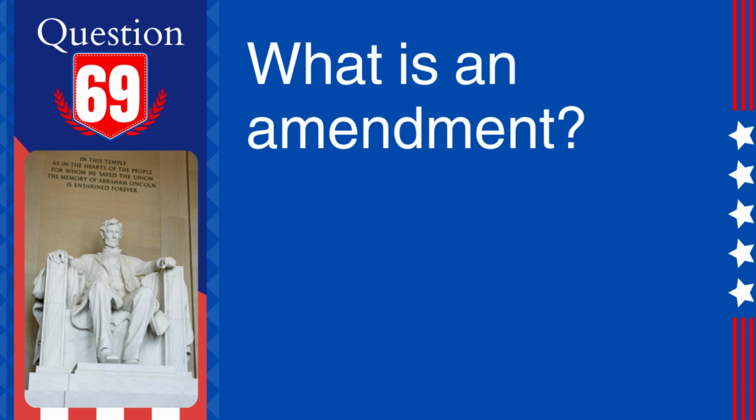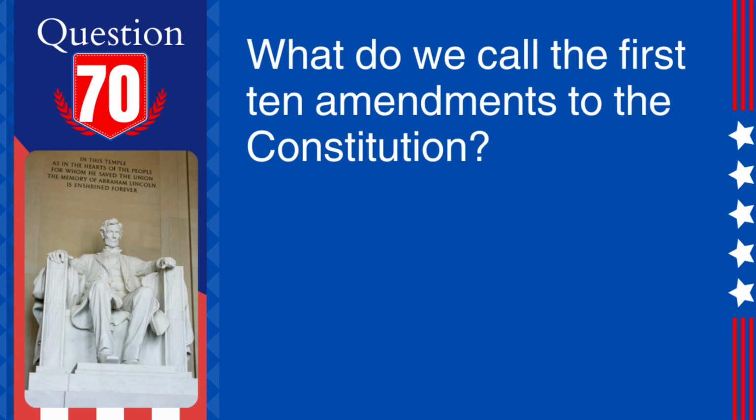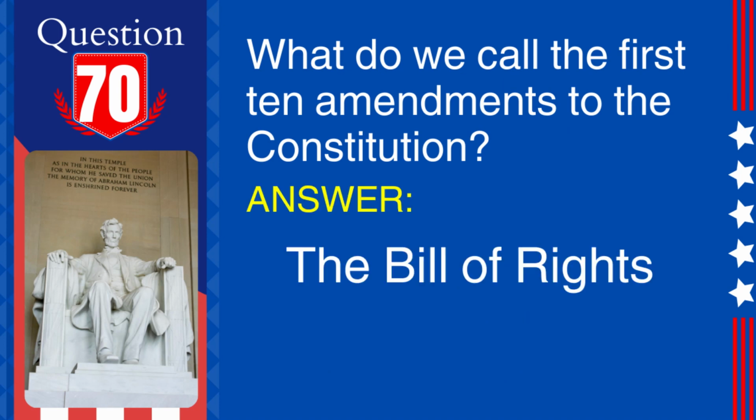69. Question: what is an amendment? Answer: a change or addition to the Constitution. Explanation: an amendment to the Constitution is a formal change or addition made to the document, typically requiring approval by both Congress and the states. 70. Question: what do we call the first 10 amendments to the Constitution? Answer: the Bill of Rights. Explanation: the Bill of Rights comprises the first 10 amendments to the U.S. Constitution, ensuring specific freedoms and rights.